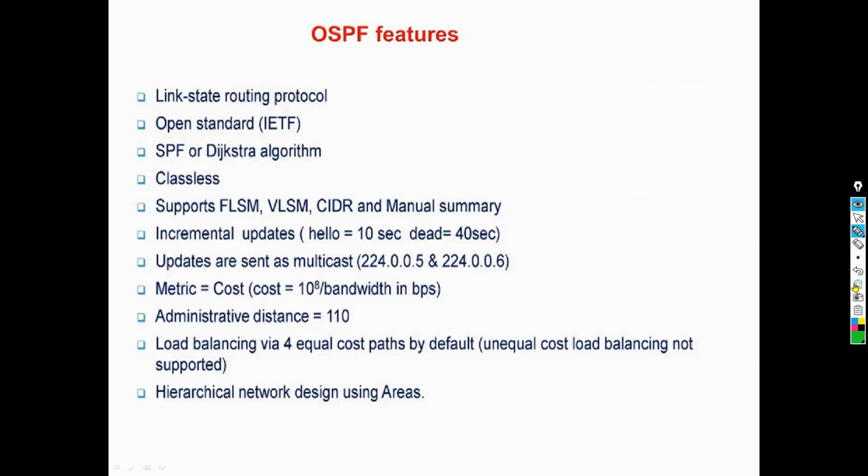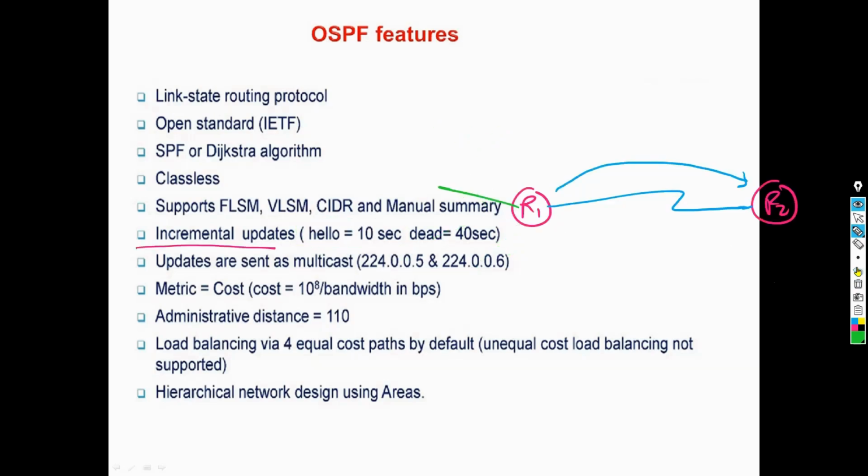Now, the hello timer. The OSPF hello timer is 10 seconds. So after every 10 seconds, R1 will send a hello packet to R2. Only a hello packet, not routing information. You can say a keep alive message. R1 is sending hello packets to R2, and R2 is sending hello packets to R1. And the hello packet timer is what? 10 seconds.